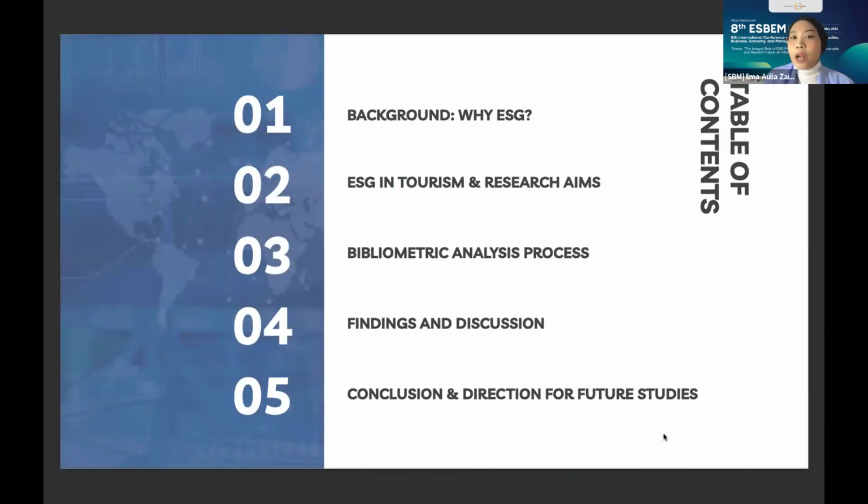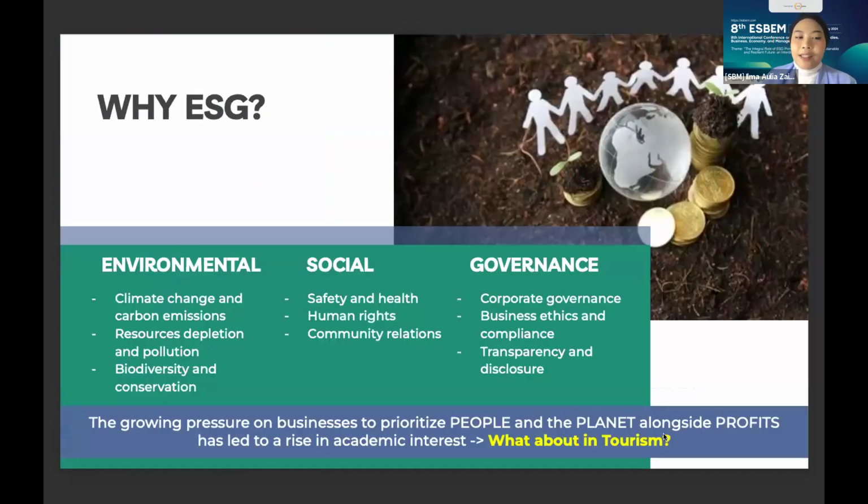So from the background, why do we need to care about ESG? Why is understanding ESG important? And also what about ESG in tourism? And then also the research aim that will be incorporated in this presentation. And the bibliometric analysis process as part of the methodology that I carried out in this research, and also some findings and discussion, as well as the conclusion and directions for future studies.